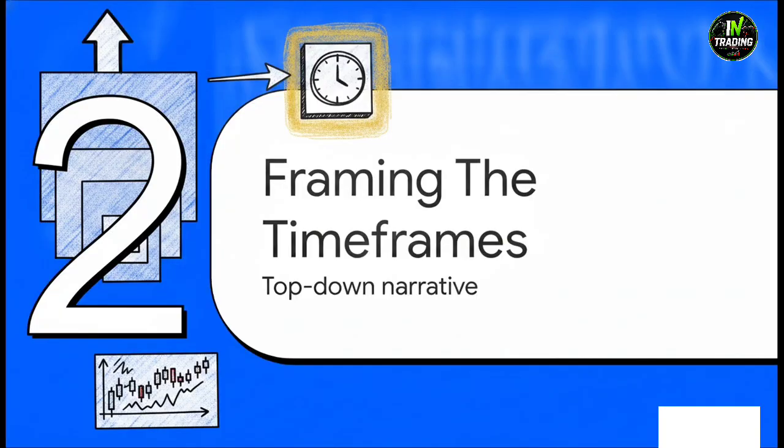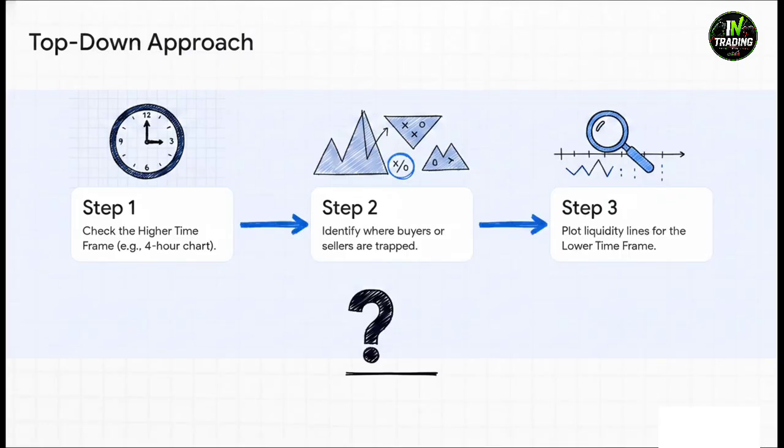Moving on to section 2, framing the timeframes and building that top-down narrative. So, to actually execute this strategy, you can't just dive headfirst into a 1-minute chart. You've got to build a narrative first. The absolute golden rule here is following these strict steps without any exceptions. Step 1, always start on the higher time frame, like the 4-hour chart. Step 2, pinpoint those specific areas where buyers or sellers got trapped, just like we talked about with inducement and liquidity blocks. Then, step 3, only then do you plot your liquidity lines for the lower time frames.